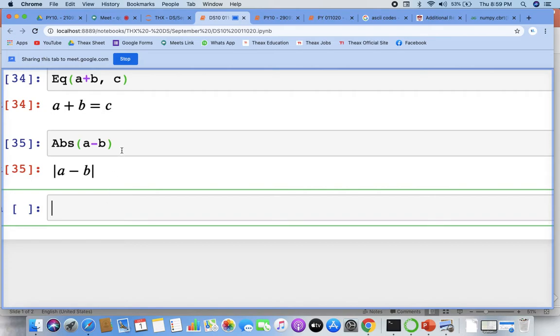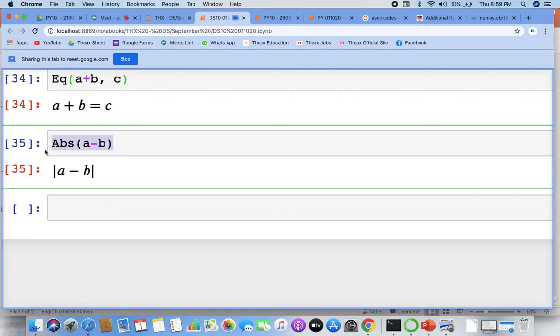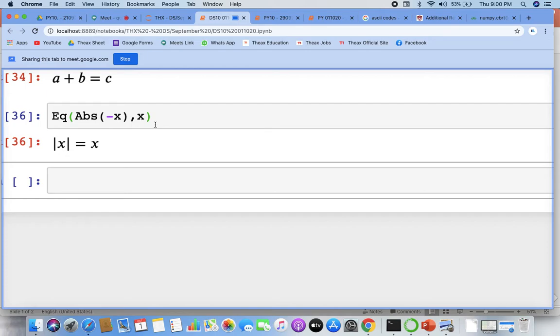Okay, we'll be dealing with it like, if I want to express mod of minus x, what is mod of minus x? Mod of minus x is equal to x. But if this is an equation, how to write? Something like this. EQ of abs of minus x is equal to x. Right? So it's basically getting you mod over there.